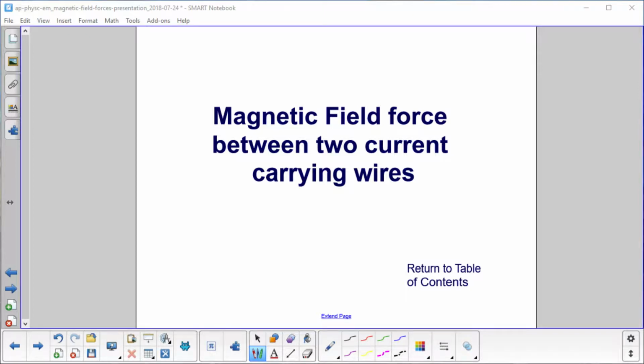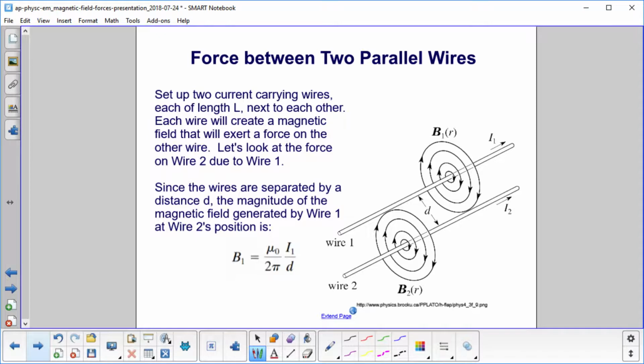Magnetic field force between two current carrying wires. Set up two current carrying wires. Here's wire 1, here's wire 2, each of length L, next to each other. Each wire creates a magnetic field that will exert a force on the other wire. Let's start by looking at the force on wire 2 due to wire 1.